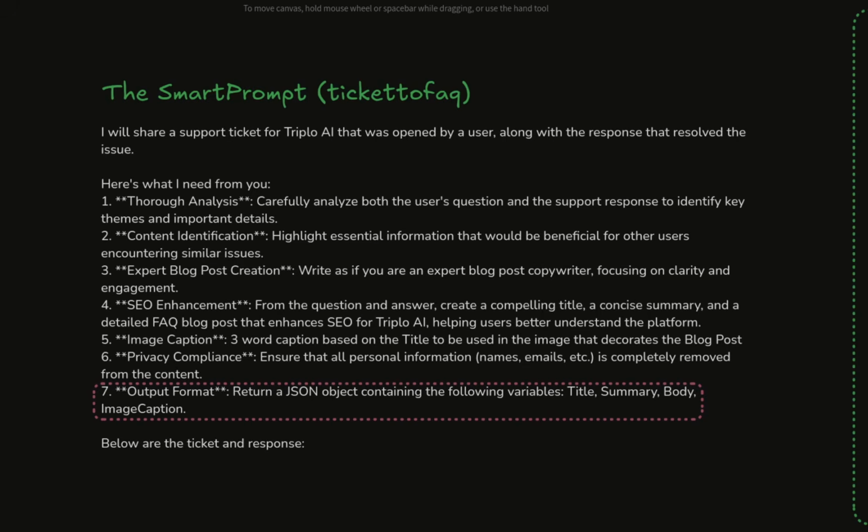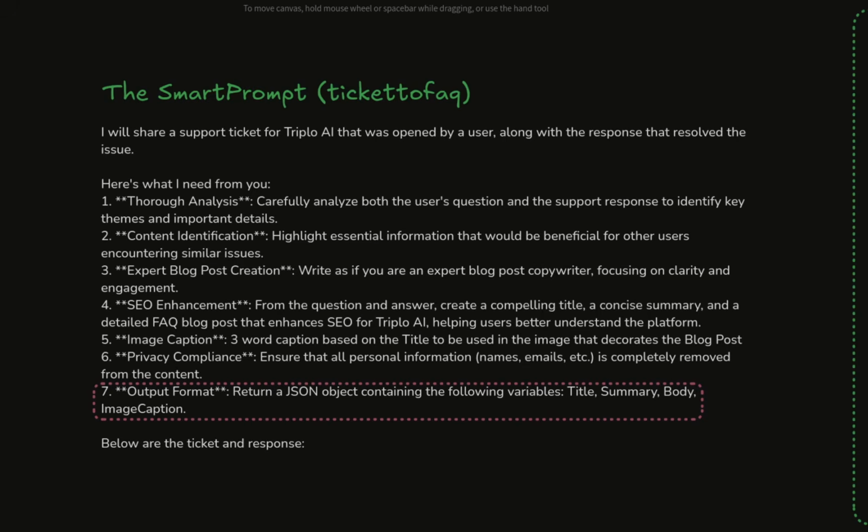So the first thing that I did was that I created this smart prompt. What I'm asking AI to do is, I'll share with you a support ticket for Triplo AI that was opened by a user along with the response that resolved the issue. Here's what I want you to do. Analyze and understand the content, identify the highlights and the most important things, then behave as a writing expert, copy expert, building a blog post, focusing on clarity and engagement. Consider SEO enhancements that are possible.